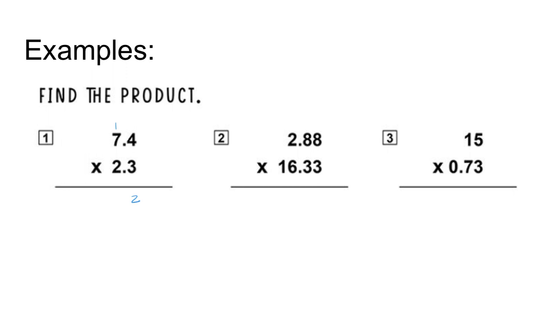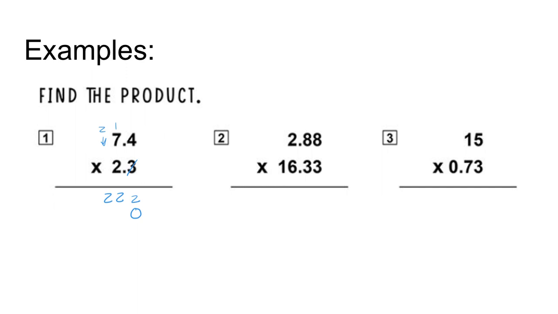3 times 7 is 21. Now I'm going to add that 1 and get 22. I would carry the 2. There's no other number up here, so it's just going to fall down. And that is, I have done all of the multiplying by the 3. So now I'm going to cross that number out, put a placeholder below, and continue on.